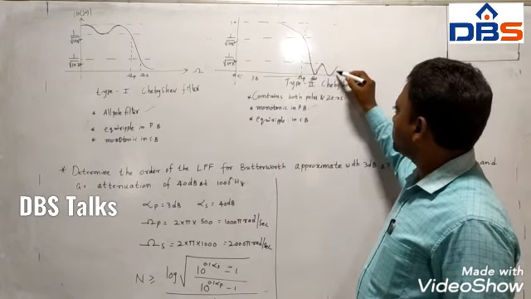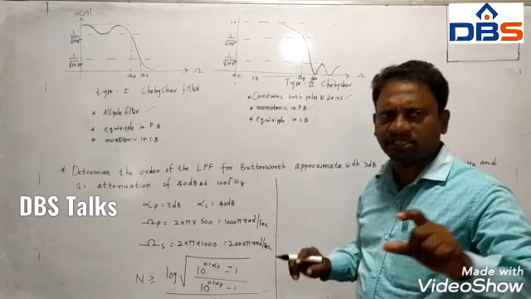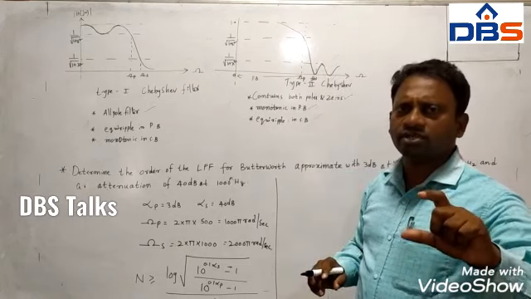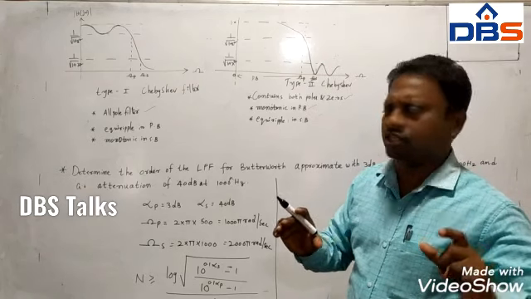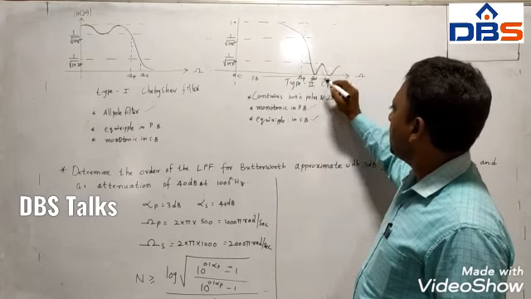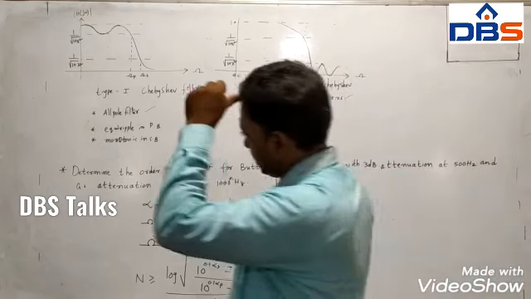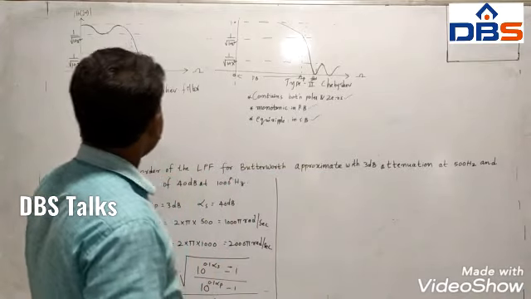In the stop band it contains ripples, equiripples. Equiripples means the ripple magnitude is equal. All ripples have the same magnitude. That is what equiripple means. Equiripples in the stop band and monotonic in the pass band. Okay, this is about type 1 and type 2 Chebyshev filters.